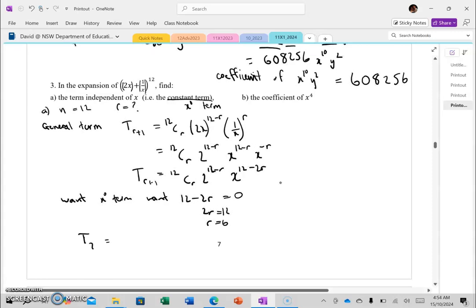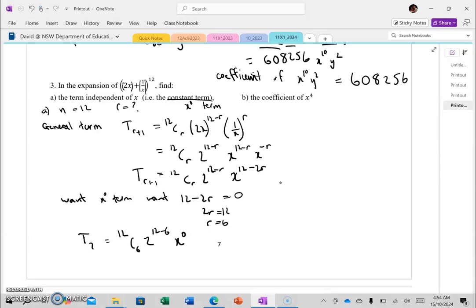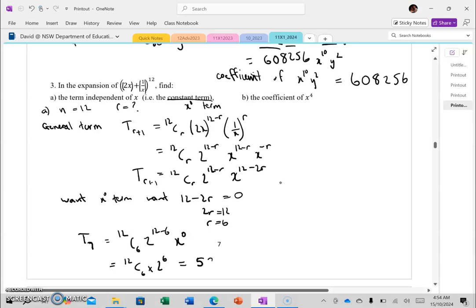So T7 equals 12C6, 2 to the power of 12 minus 6, and then that'll be x to the 0, because we're making 12 minus 2r equal to 0. So the term independent of x is the 7th term, and that's just going to be 12C6 times 2 to the power of 6, and if you put that in your calculator, you should get 59,136.